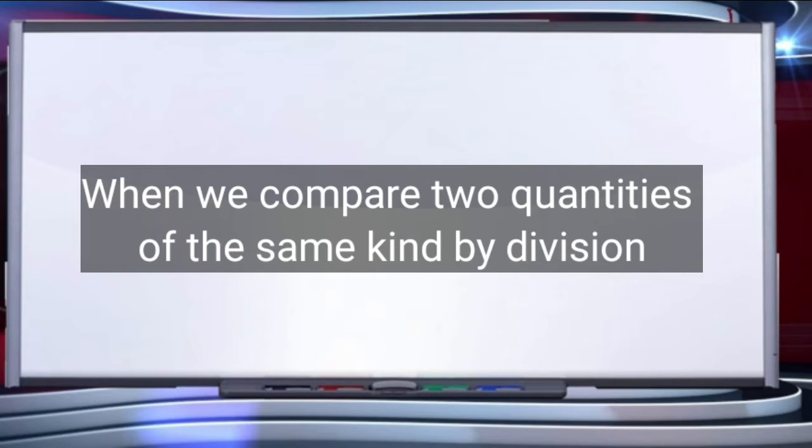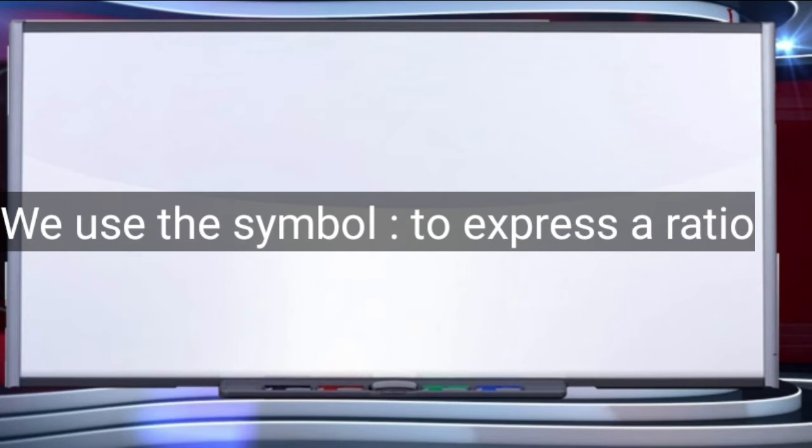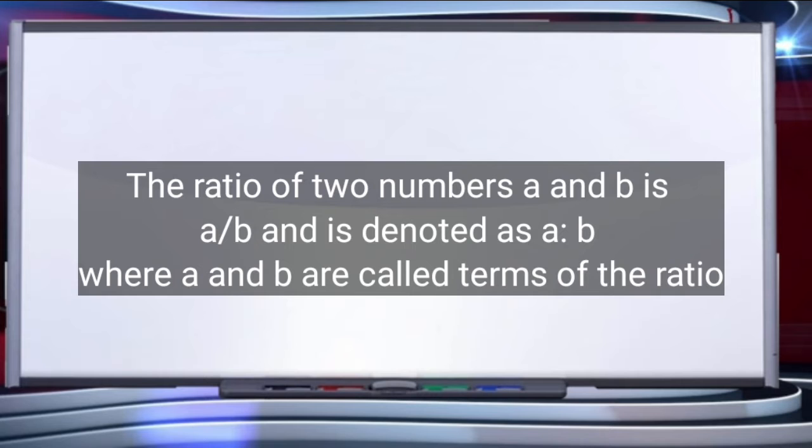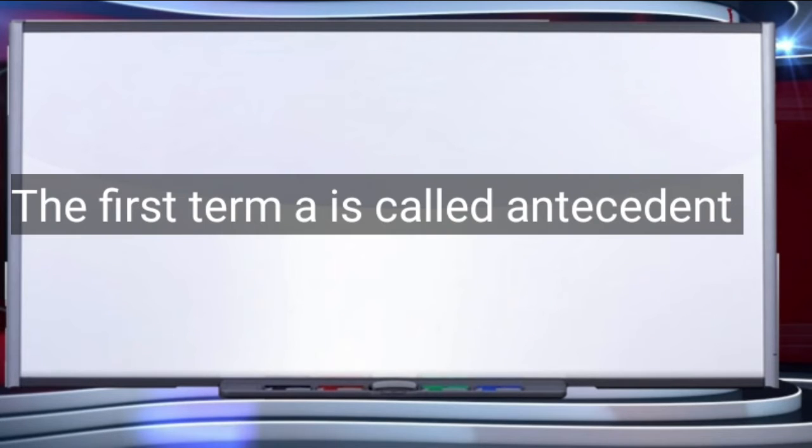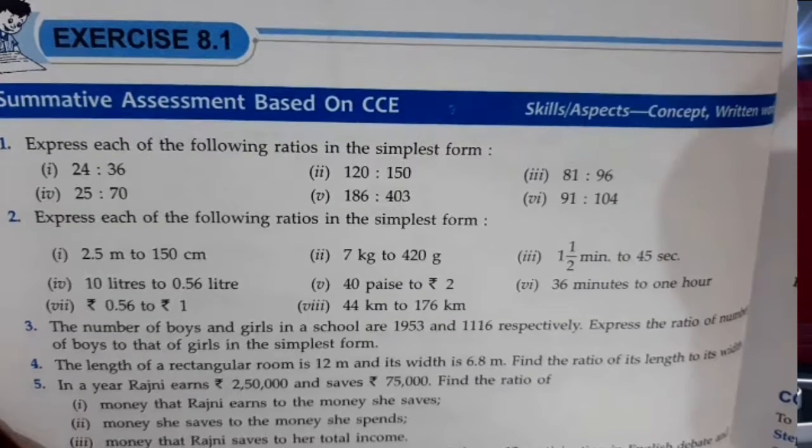Students, ratio means when we compare two quantities of the same kind by division, we say that we have formed a ratio of two quantities. We use the symbol two dots to express a ratio. The ratio of two numbers A and B is A upon B and is denoted as A:B, read as A is to B, where A and B are called the terms of the ratio. The first term A is called antecedent and the second term B is called consequent.